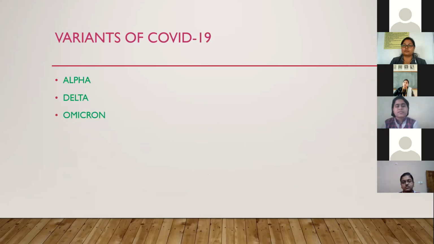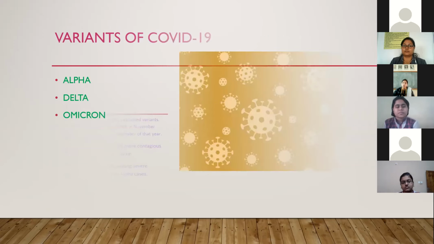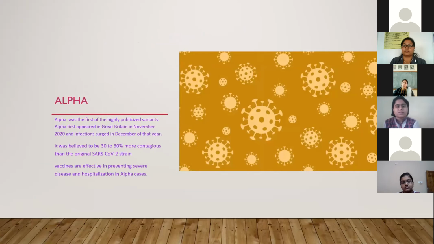So these are the variants of COVID-19, Alpha, Delta, and Omicron. Alpha. Alpha was the first of the highly publicized variants. Alpha first appeared in Great Britain in November 2020 and infection surged in December of that year. It was believed to be 30 to 50% more contagious than the original SARS-CoV-2 strain. Vaccines are effective in preventing severe disease and hospitalizations in alpha cases.